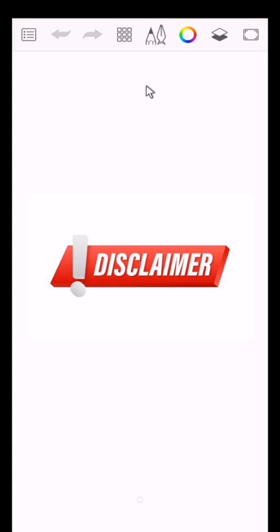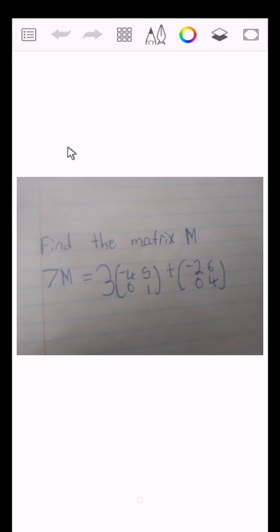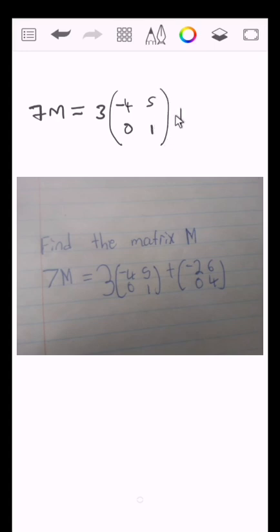Thank you. Tiri kuda kuanza a subscriber's question. Question iri kuti find the matrix M. Then we are given this equation: 7M is equal to 3 times the matrix [-4, 5; 0, 1] plus the matrix [-2, 0; 6, 4].